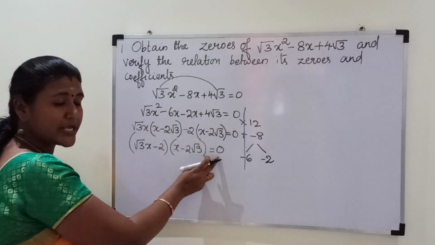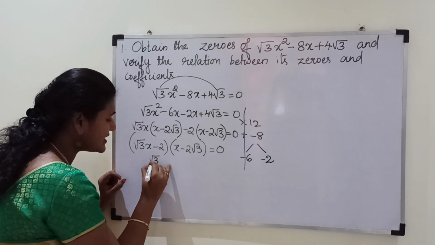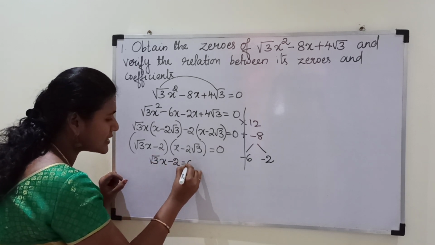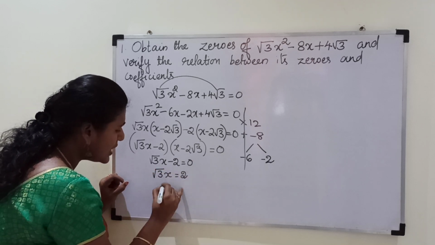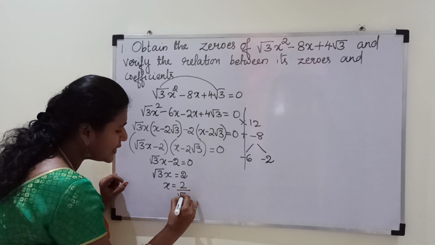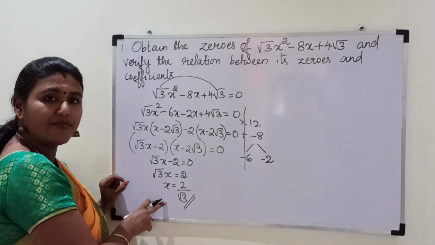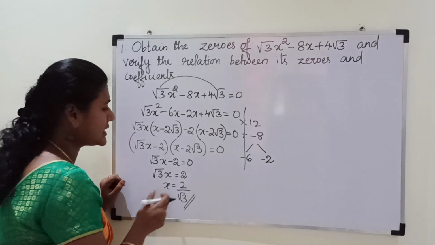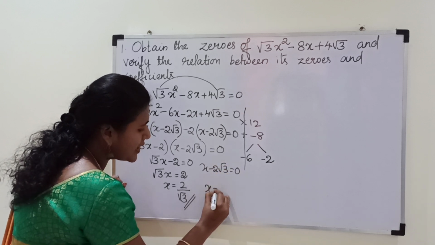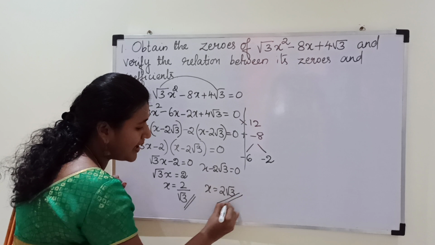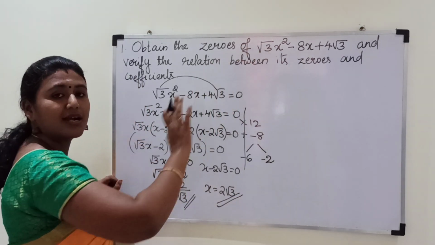Now either this factor is equal to 0 or this factor is 0. We will equate the first factor to 0. So we will be getting root 3x is equal to 2, so x is equal to 2 by root 3. So this is one zero of this quadratic polynomial. Now we will equate the second factor to 0. So x minus 2 root 3 is equal to 0, so x is equal to 2 root 3. So these are the zeros of the quadratic polynomial. So one part we have completed now.